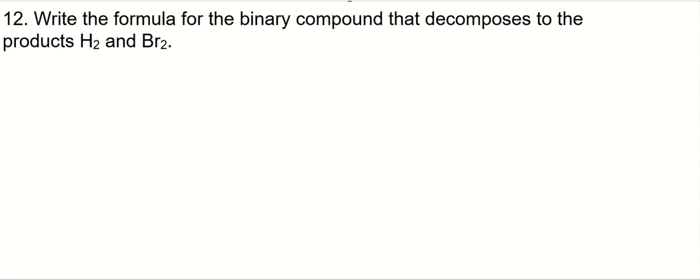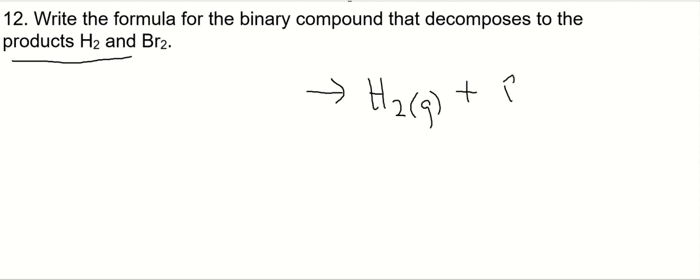All right, we're going to be classifying this reaction. We're going to write the reaction, the full equation, and balance it. And we're given the products. So let's start with that. There's our reaction arrow. Hydrogen is diatomic. It's a gas, and bromine is also a diatomic element.